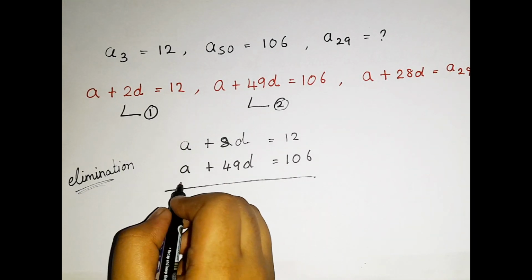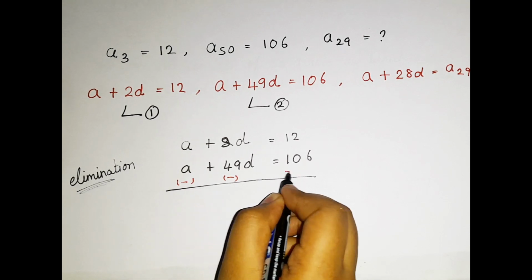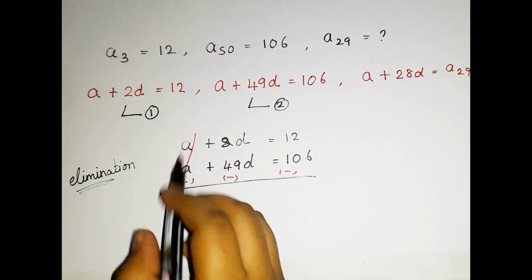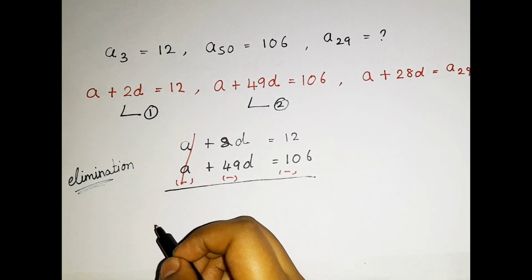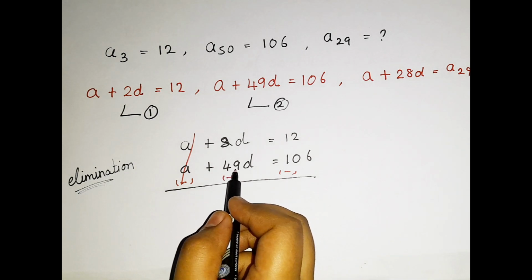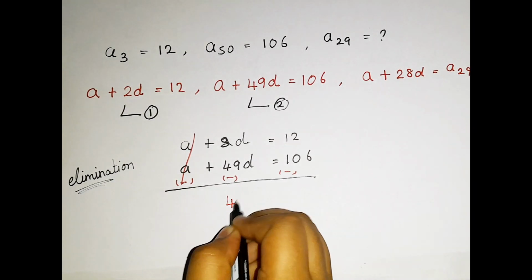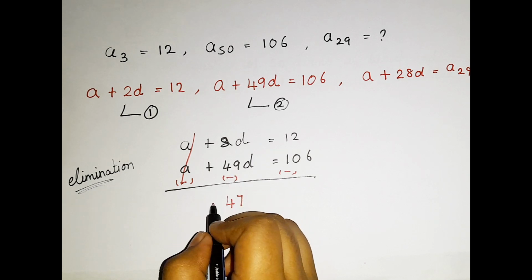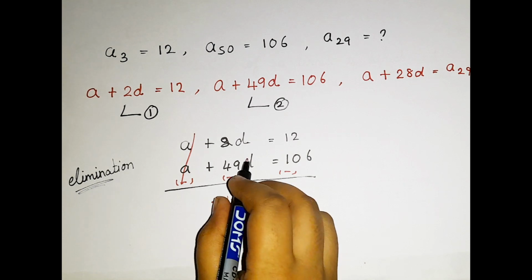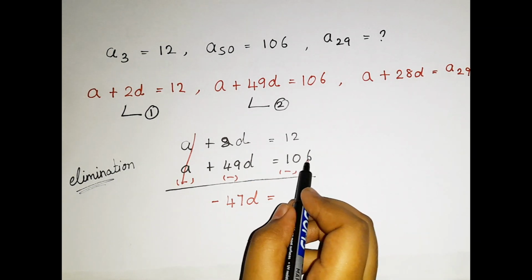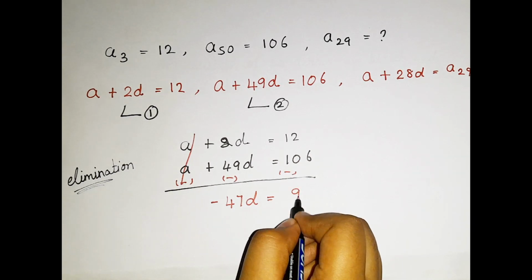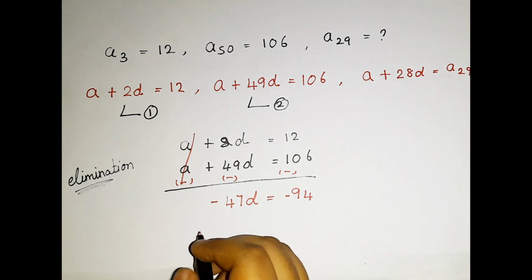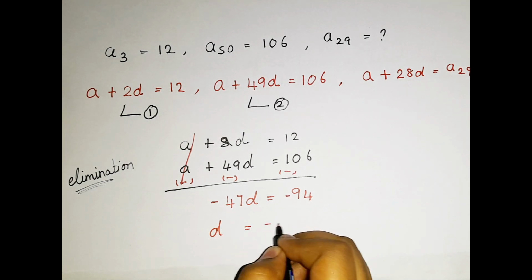So addition, we can change it into subtraction. When we change the signs, we can cancel the a, and then when we subtract 49 minus 2, we get 47. Here the greatest number is 49, so that 49d has the minus, and d we write as it is. So 106 minus 12 is 94. 106 has the minus, so let us write the minus as it is. So now 47d is equal to minus 94.